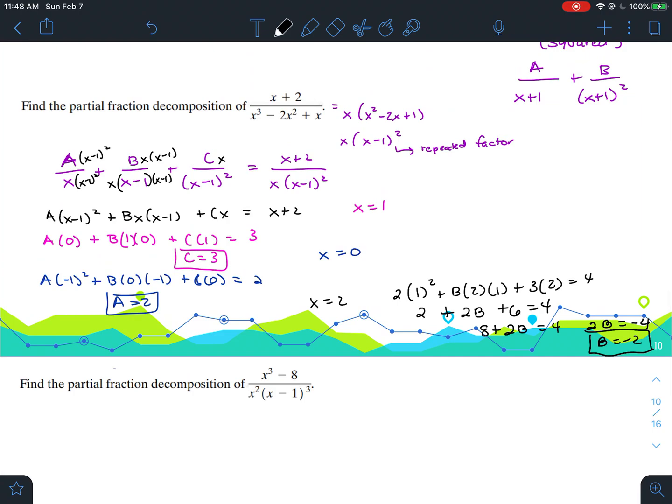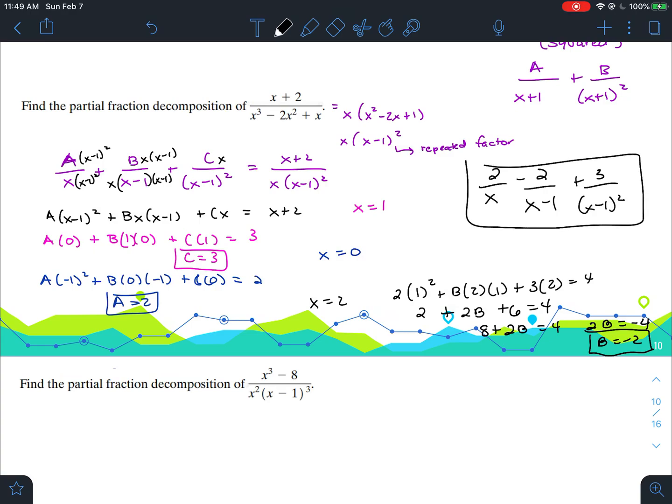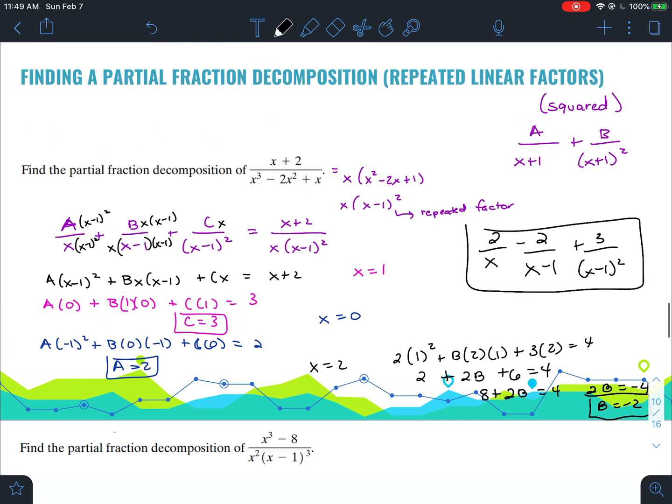So we have our 3 guys, A, B, and C, so let's write our decomposition of those fractions. So it would be A over x, so A is 2, so 2 over x, plus B over x minus 1, so plus, we'll just put minus, so minus 2 over x minus 1. And then C is 3, so plus 3 over x minus 1 squared. And this would be the decomposition of the original rational expression.